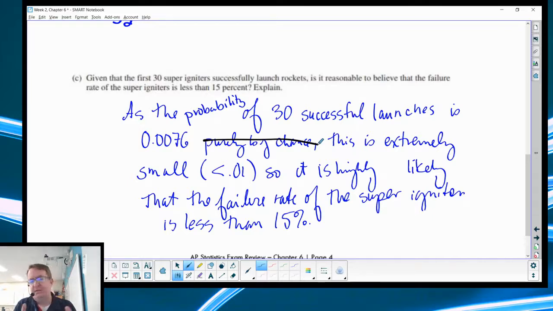So anyway, that gives you a basic idea of what's going to happen. Again, a lot of the probability stuff, and then they're just going to ask you to push it a little bit further. That's it for this one.